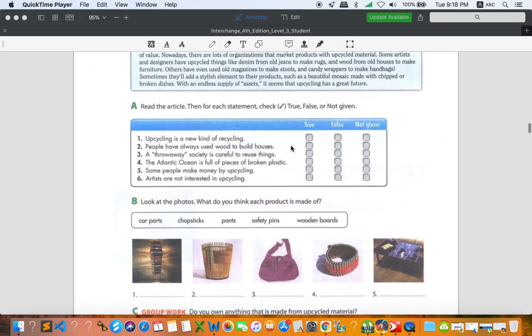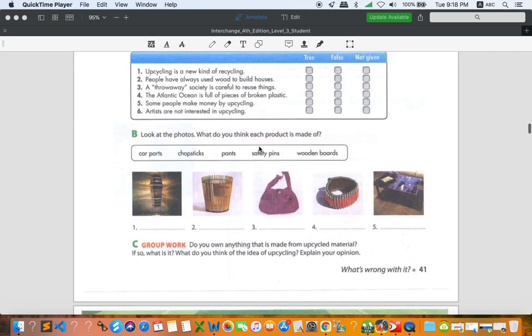When you finish part A, you can go to part B and look at the photos. What do you think each product is made of? Here we have car parts, chopsticks, pans, safety pins, and wooden boards. These are the products, and the materials are what we use to make them. I think you can possibly get two or three answers right just by looking at the pictures. Don't worry, I will give you all the answers for this lesson later.